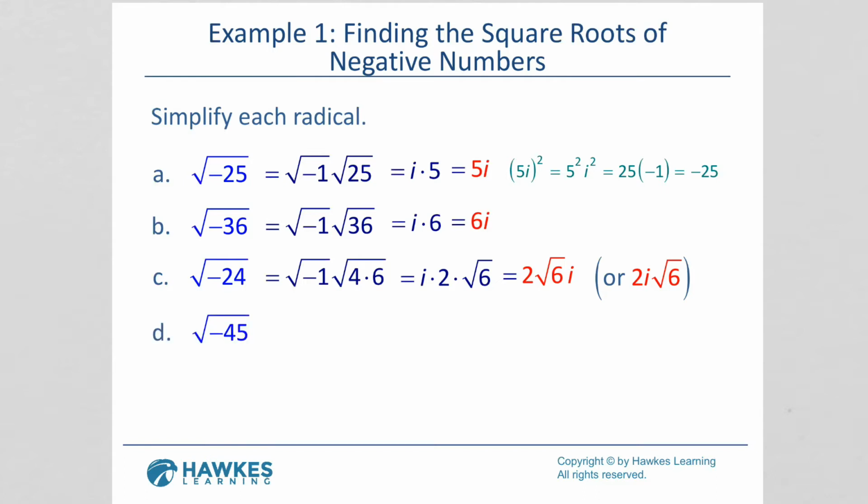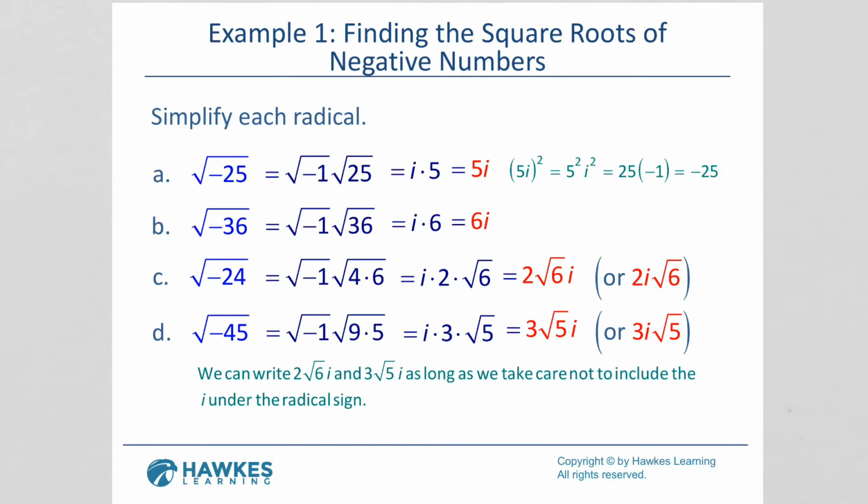D is the square root of -45. That's equal to the square root of -1 times the square root of 9 times 5, which is going to be, square root of -1 is i, square root of 9 is 3, times square root 5, which is 3 square root 5 times i, or 3i square root 5. We can write 2 square root 6 i and 3 square root 5 i as long as we take care not to include the i under the radical sign. I just think it's best practice to put it in front, that way there's no confusion.